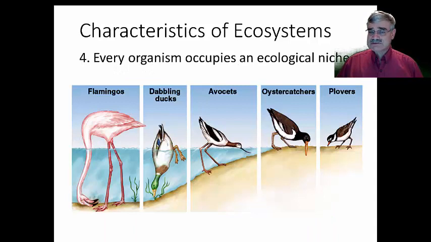Another characteristic of ecosystems is that every organism that occupies an ecosystem has its niche. And this drawing shows an example of different birds which can coexist together in an ecosystem because they obtain the food that they eat in different places or in different ways, and their bodies have been adapted for that purpose. So that a flamingo, for example, having its long stilted legs and a long neck, can obtain its food differently than some of the smaller birds.